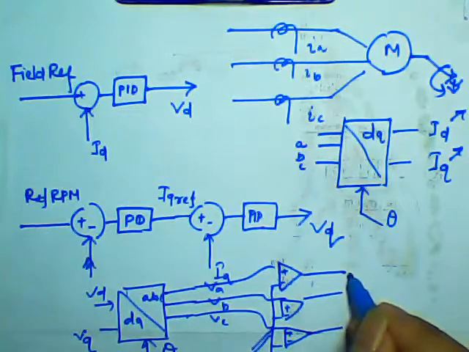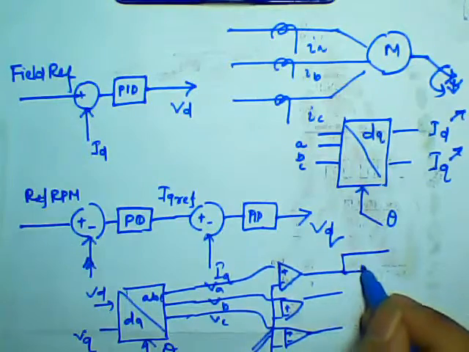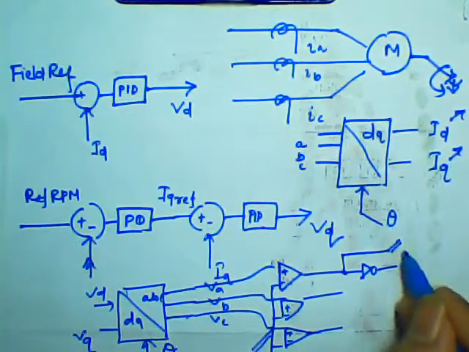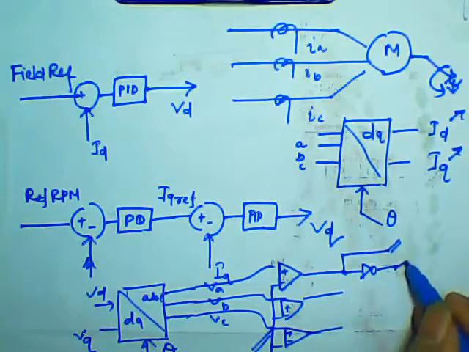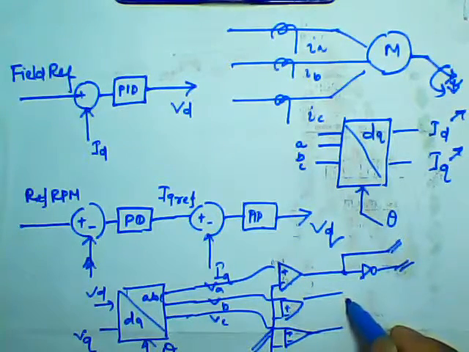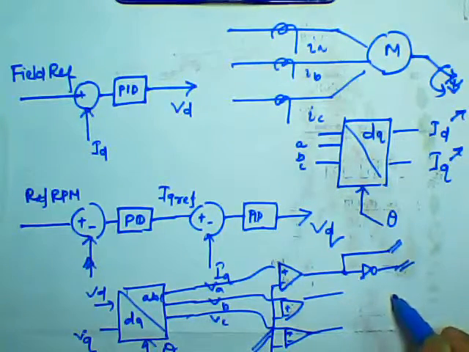One will go to the R phase positive switch, and the inverted one of the same will go to the R phase negative switch, and similarly this will go to the Y phase positive, and the inverted one will go to the Y phase negative switch.